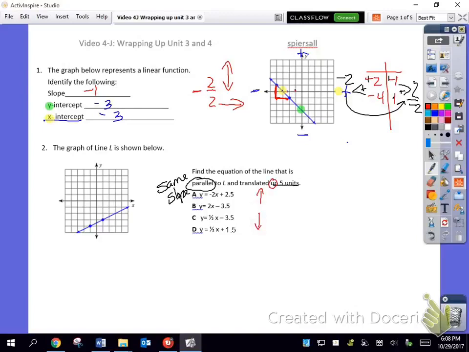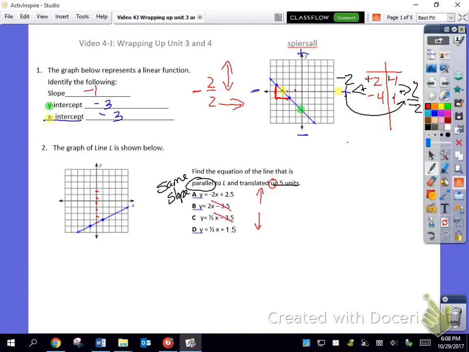Since you're going up, I'm going to start at the y-intercept, okay? And I'm going to go up 5 units. So 1, 2, 3, 4, 5. See, I started halfway, so I have to go halfway. 1, 2, 3, 4, 5. So I'm right there. So it's not going to be in the negatives. It's going to be the positive. It's going to be positive 2.5.